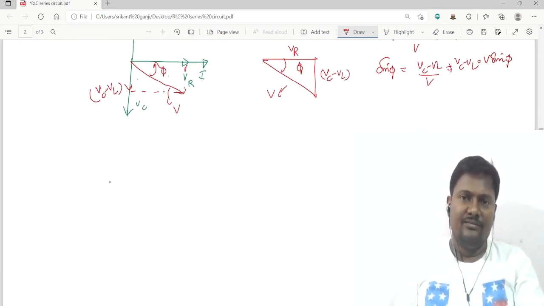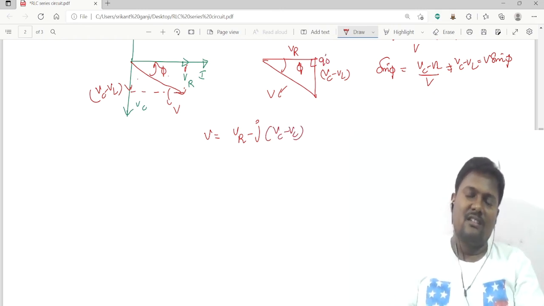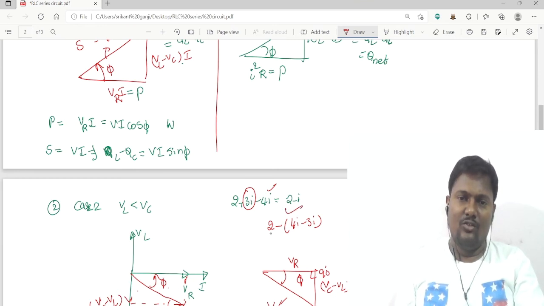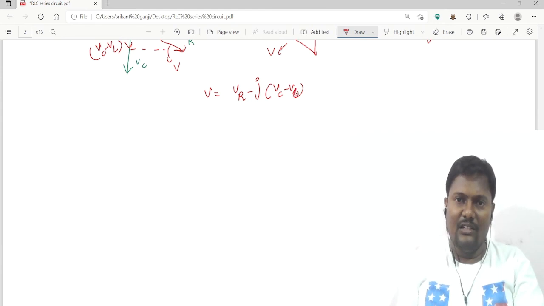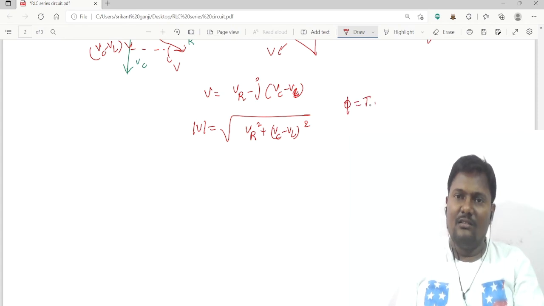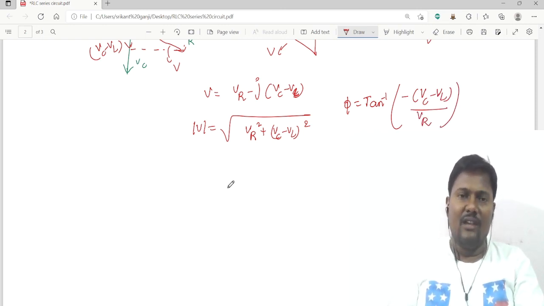After that, write the equation V is equal to VR minus of j times VC minus VL. Why? Because it is in the negative imaginary axis. Yes, is it satisfied or not? See here, 2 minus of 4i minus 3i, then I will definitely get the negative value only. Magnitude of V is equal to under root of VR square plus VC minus VL whole square. Phi is equal to tan inverse of minus of VC minus VL divided by VR, negative value.